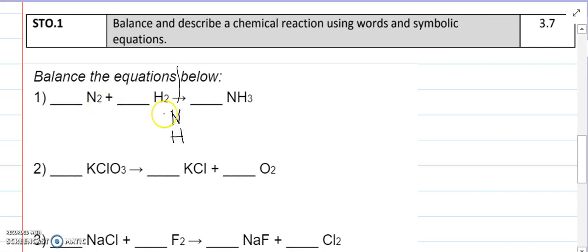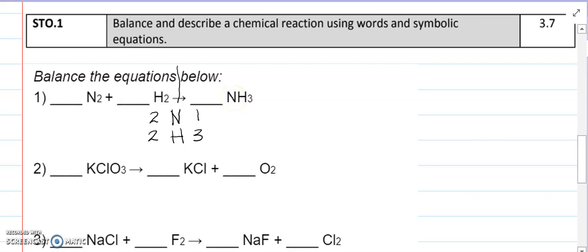So on this side of the equation, I have two pieces of nitrogen, but on this side of the equation, I only have one. And on this side of the equation, I have two pieces of hydrogen, but on this side of the equation, I have three. There is no right way to begin. You just pick one, and I usually just start at the top. So I have two pieces of nitrogen, and I need two pieces of nitrogen.